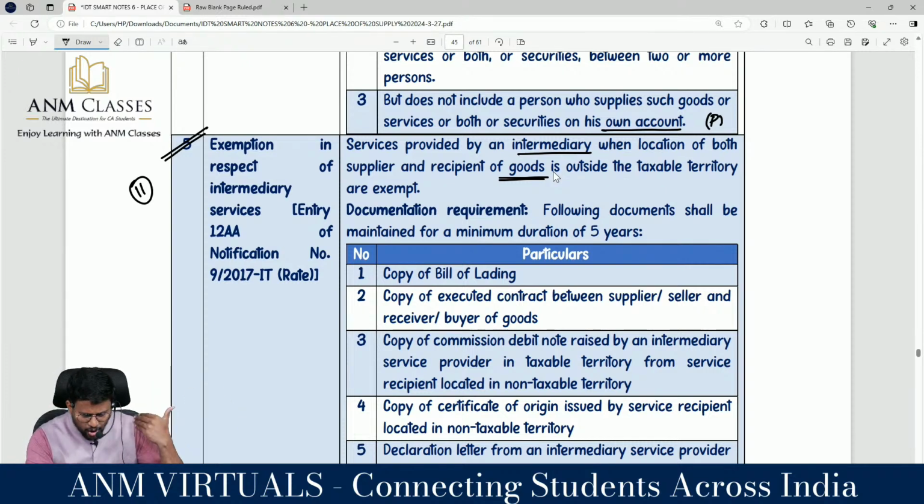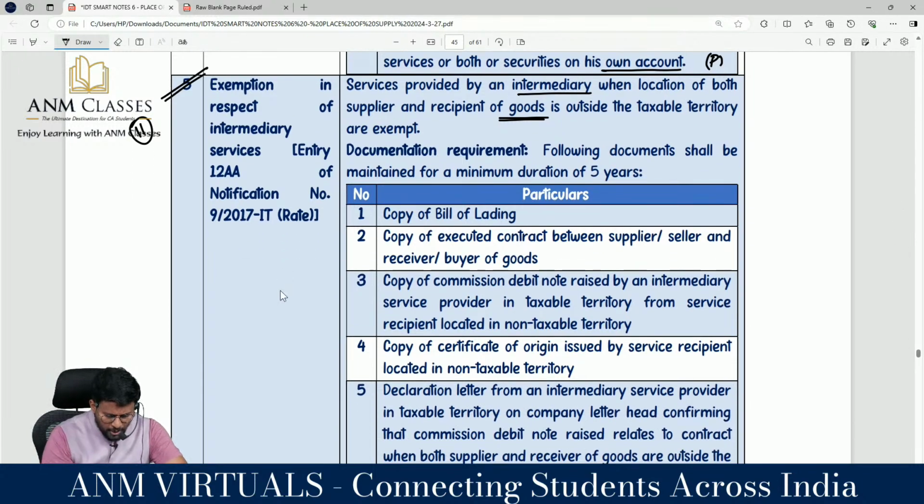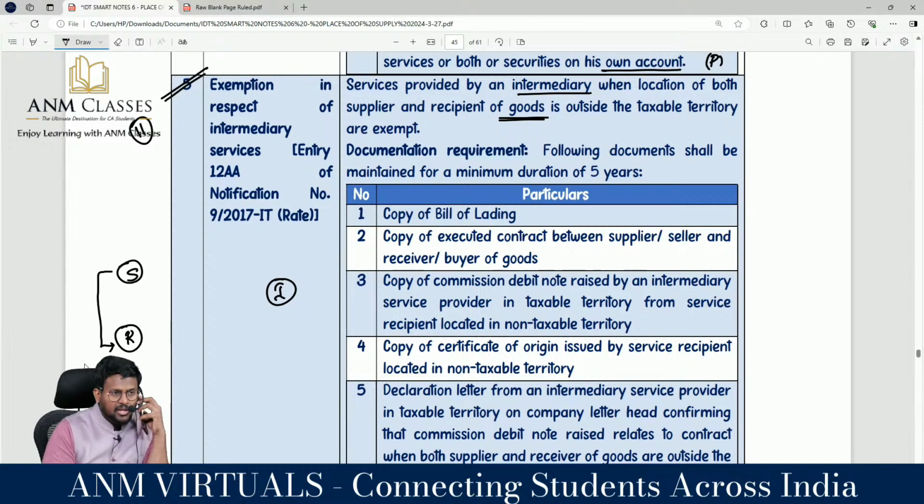That is, the location of the supplier and the recipient of the goods are situated outside India. For example, you may be an intermediary situated in India. Sir, take your phone and make a call. Hello, the supplier is situated outside India and the recipient of the goods is also situated outside India. You would tell the supplier to please supply the goods to the recipient who is situated outside India.